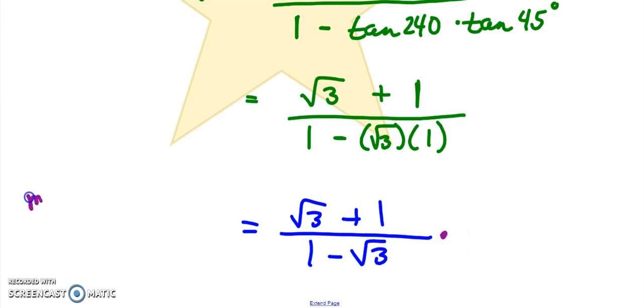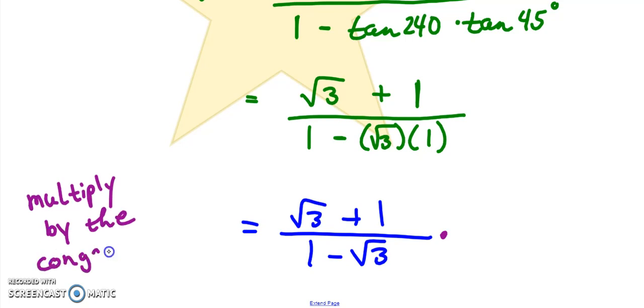I'm going to write multiply by the conjugate. Conjugate. I think I spelled that right. I might have spelled it wrong, guys. I'm sorry. Conjugate. Something like that. I'll fix it later on.